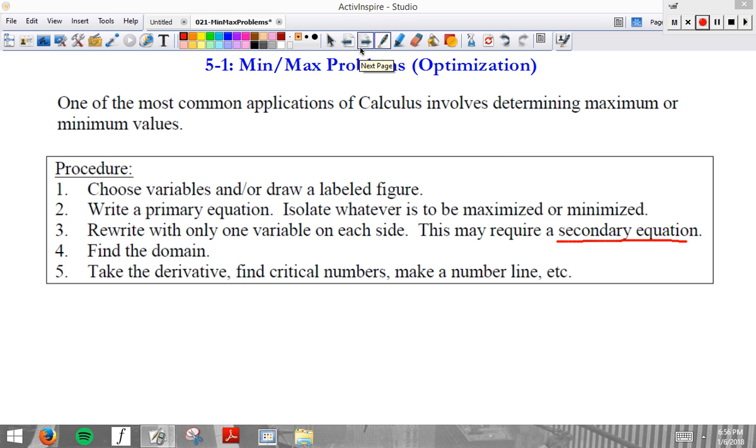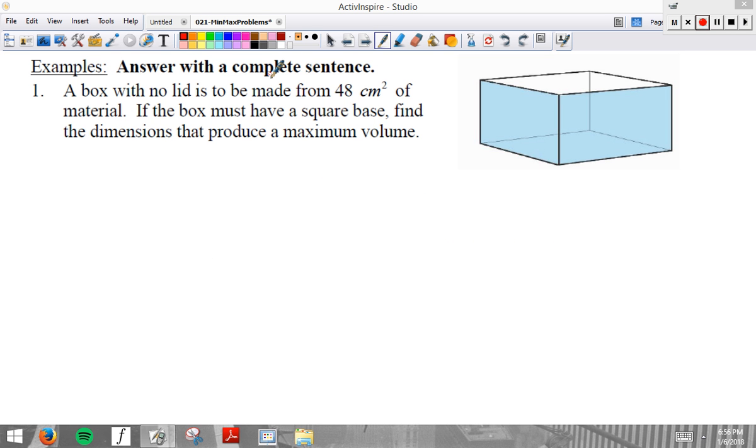All right, so we're going to try to answer this with a complete sentence at the end. It's always an important step. So here we have a box with no lid. The blue sides are the sides. That's supposed to be empty. The bottom is there. We have 48 centimeters square of material. If the box is to have a square base, find the dimensions that produce the maximum volume.